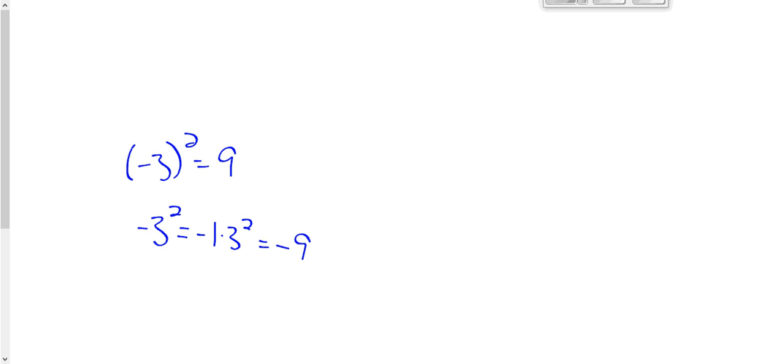PEMDAS. Exponent, then multiply. I can't remember now. Okay, let me get rid of that page. So this is an important distinction, right? Whatever's in the parentheses gets squared, along with everything else. If it's not in parentheses, just the thing that the squaring is attached to gets squared, for lack of a better way to phrase it.